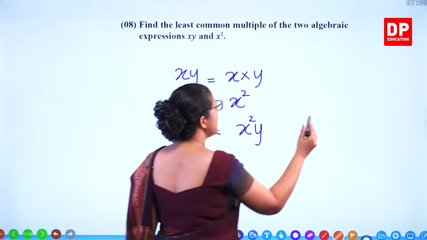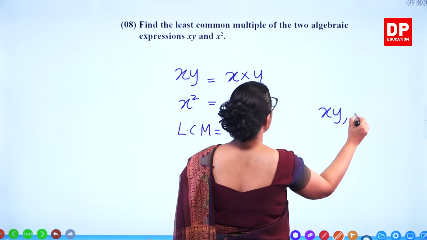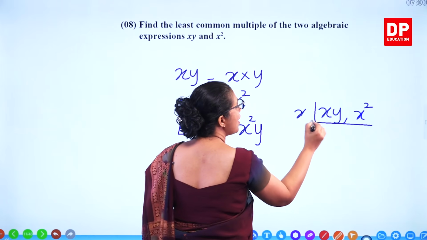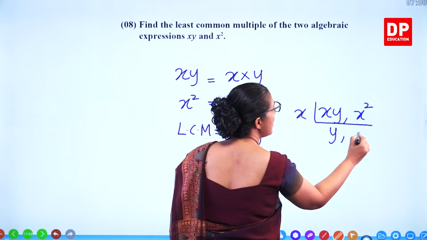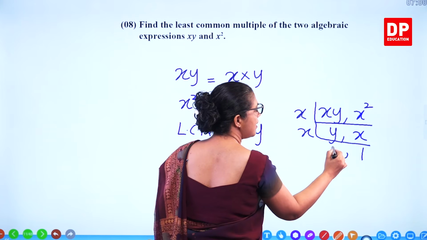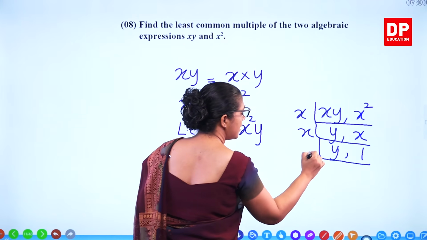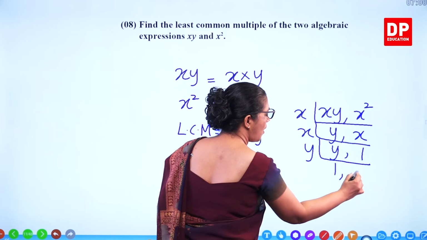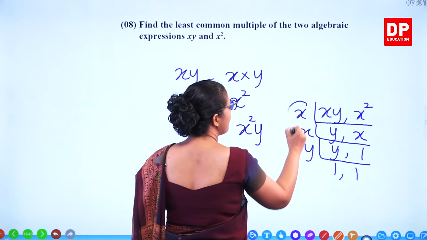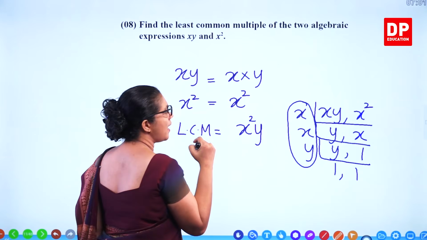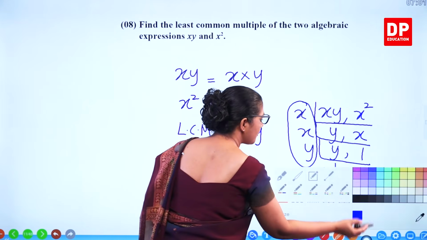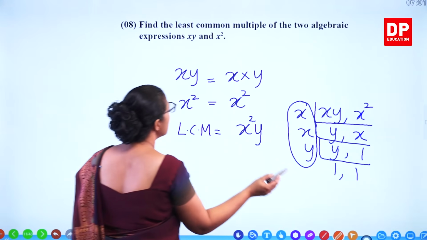What's the other method? You can take the two terms and see what the factors are. So you can divide by x. Then this becomes y, this is x. You can divide by x again, this becomes 1 and you can't divide this by x. Then divide by y, 1 and 1. Till you get 1, you can divide. So what's the lowest common multiple? You multiply these values. So x squared y. So you get 2 marks for that.